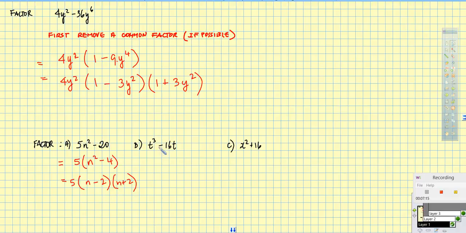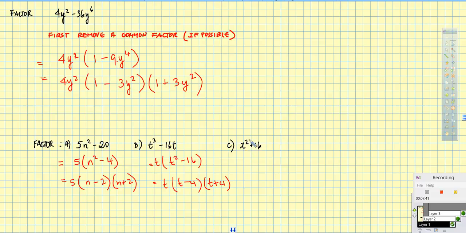And in the next question, I've got t cubed minus 16t. I can certainly remove a t, and what's left over is t squared minus 16. And then on the inside bracket, I end up having t bracket, and the square root of t squared is t, the square root of 16 is 4, so it'll be t minus 4, t plus 4. And the last one, I've got x squared plus 16.